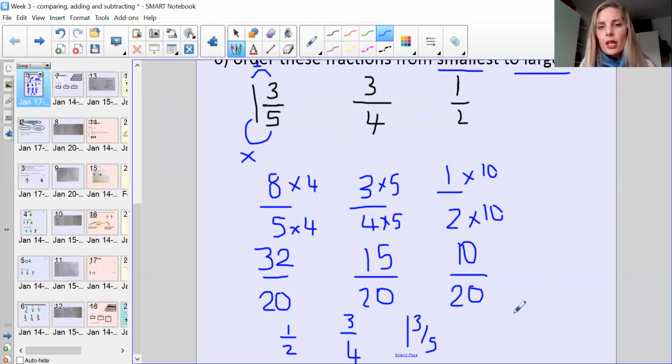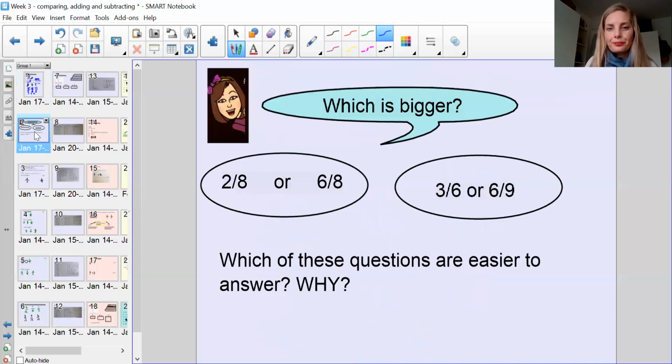Okay, so using lots of knowledge there, we had to change this into an improper fraction. We had to use our equivalent knowledge. And then we would have to write the original fraction, seeing which one is the smallest to the largest. So hopefully you managed to do that. If not, I suggest you go back and rewatch this section just so that you know exactly what to do.